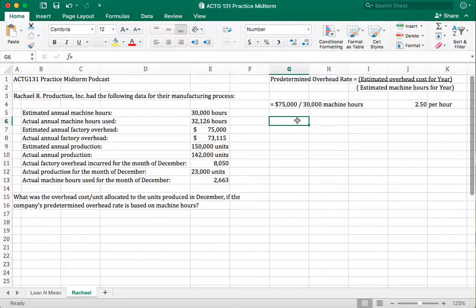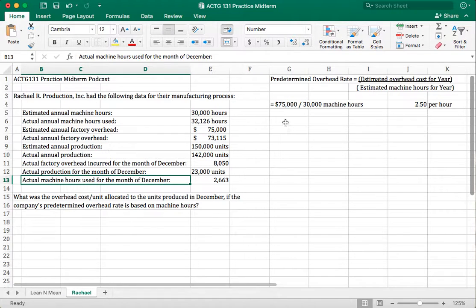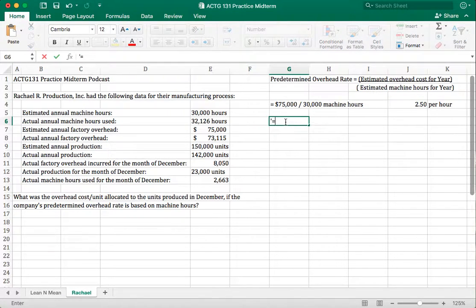Now, if that's the predetermined overhead rate, we need to determine how many applied hours occurred in December. So this is where we're going to use the actual machine hours used for the month of December. Again, let me show you what that's going to look like. We're going to take the 2,663 machine hours and multiply that by the $2.50 per machine hour that we've just calculated.